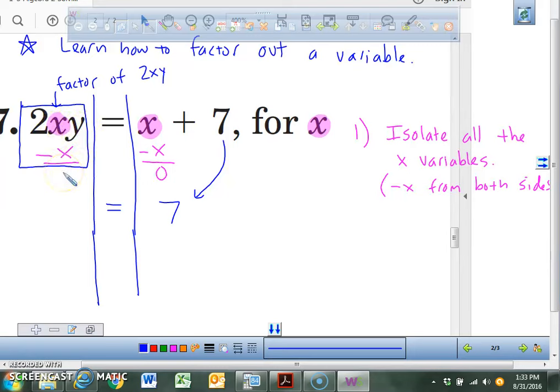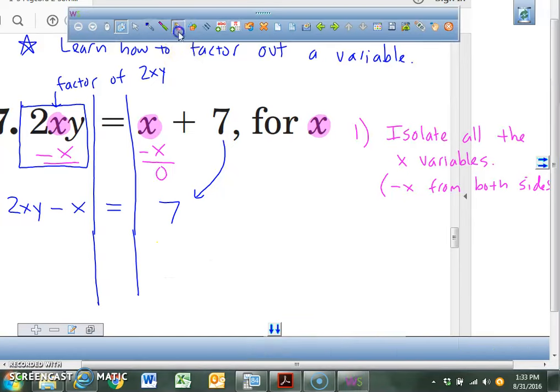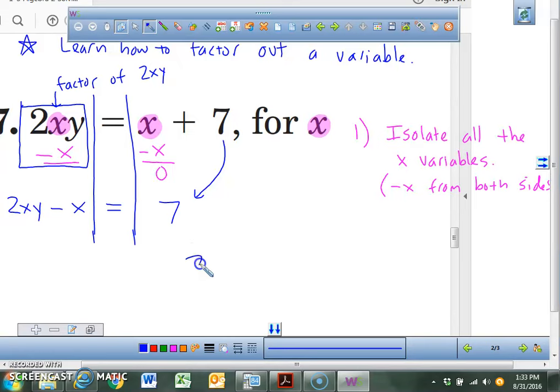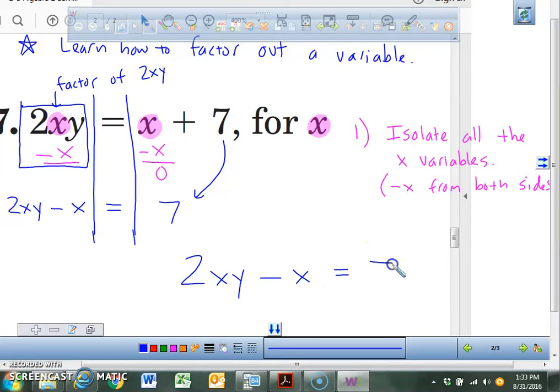One of them just has an x. So here's what you have to do. You have to rewrite it as 2xy minus x. So write that in your journal, okay? And what I'm going to do is rewrite it so we have a little bit more room to work, okay? So we have a 2 times an x times a y minus an x equals 7.